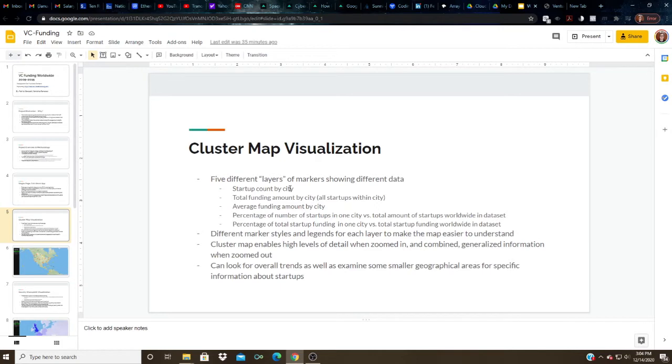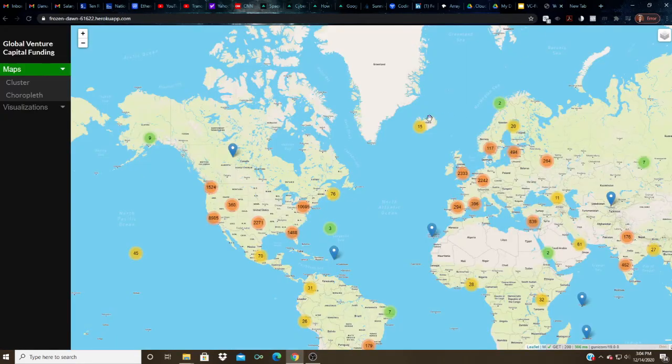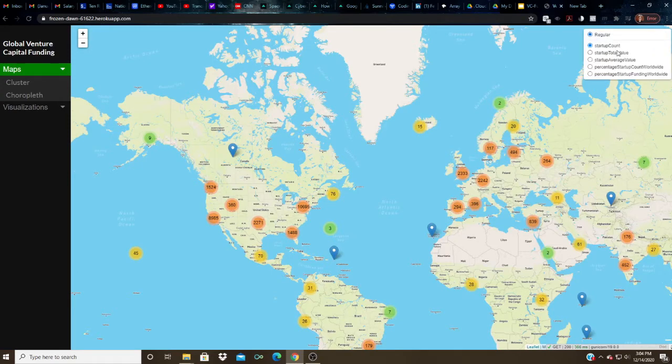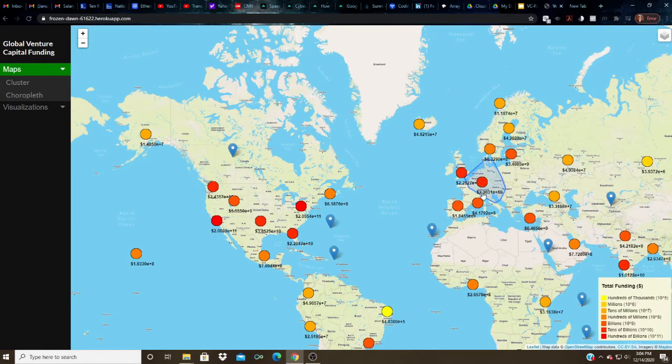You can look at the total funding amount by city. So if we go back to the map, and you use this icon, it's not that straightforward if you didn't know that, just the way that Leaflet and Mapbox work. But you can change to this different layer, and we'll do, what was it? Total value. Yeah, so total funding. So we go to the total value, and that's the funding.